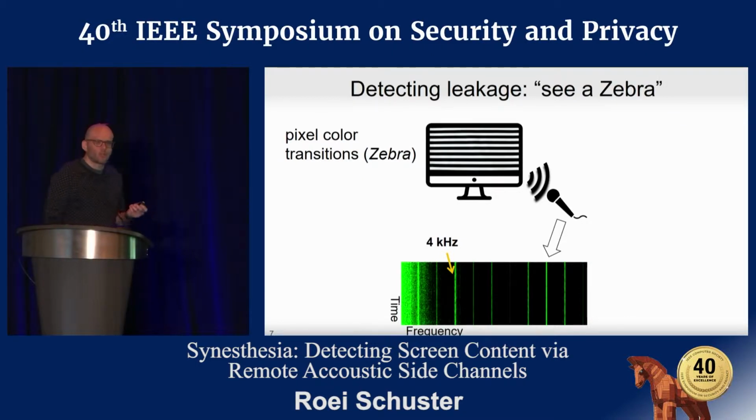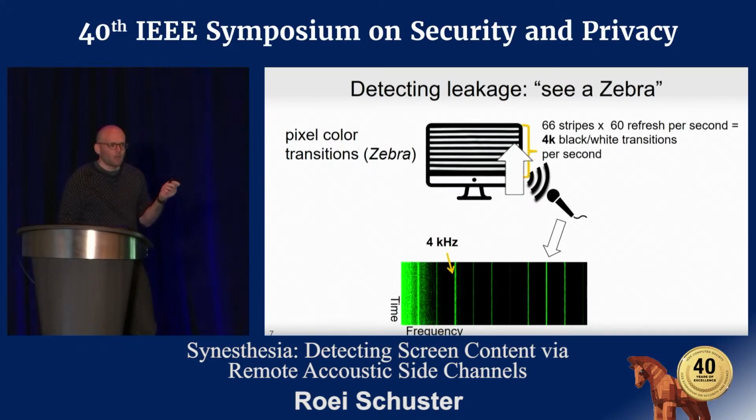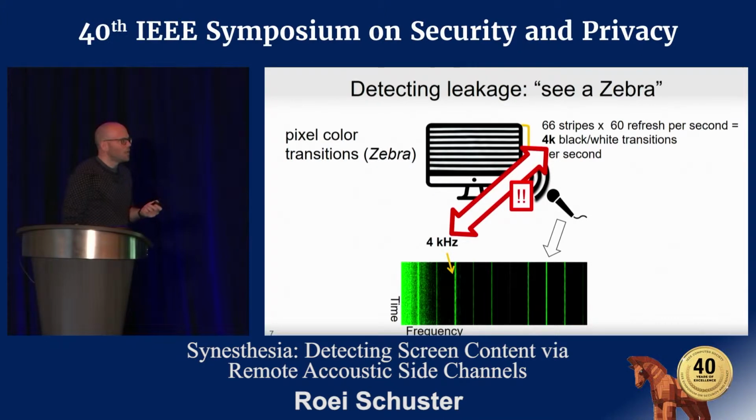Now, where is this 4 kilohertz coming from? It could be coming from the fact that the screen is rendering content in a raster pattern, and it refreshes 60 times a second. And since it has 66 stripes, coincidentally, on this screen, the math shows that it will render 4K stripes at regular intervals every second. So this 4K and this 4K could be related.